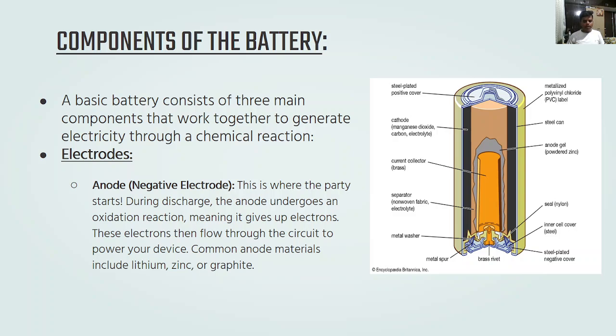During discharge, the anode undergoes an oxidation reaction, meaning it gives up electrons. These electrons then flow through the circuit to power your device. Common anode materials include lithium, zinc, or graphite.